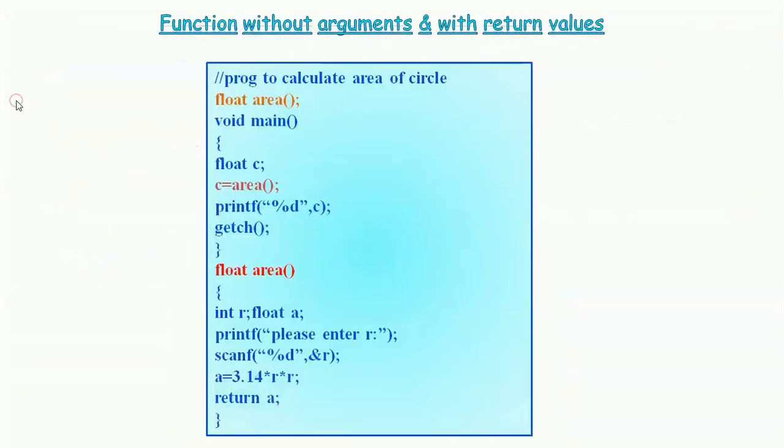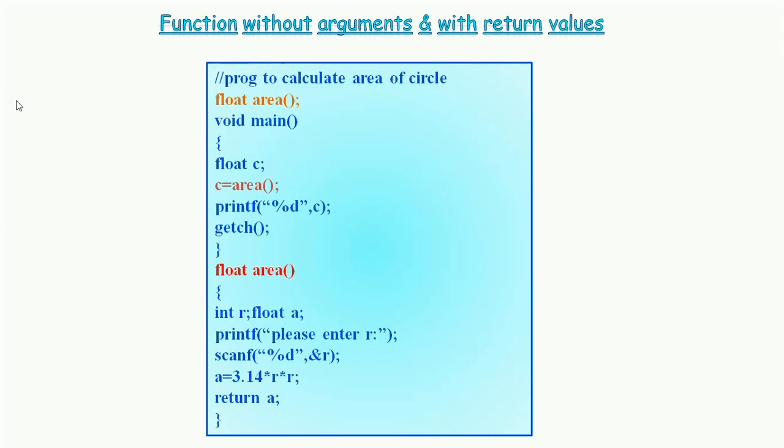Now there is one example of function without argument and with return value. In this, because function is returning a value, we need to write the data type of that value. The data type of that value is float, and the name of function is area, and because there is no parameter passed, we do not need to write anything, and then semicolon. In main function we are calling area function.